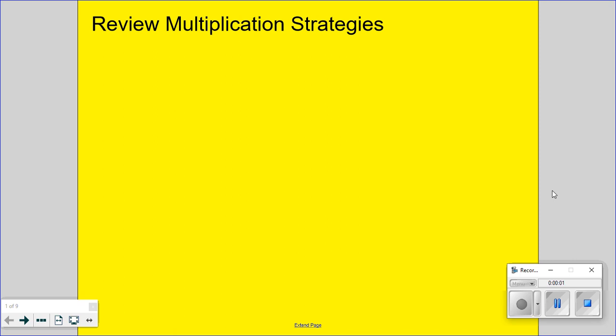Our title today, next blank page, go on Math Notebook. It says Review Multiplication Strategies. We're working on our next unit.